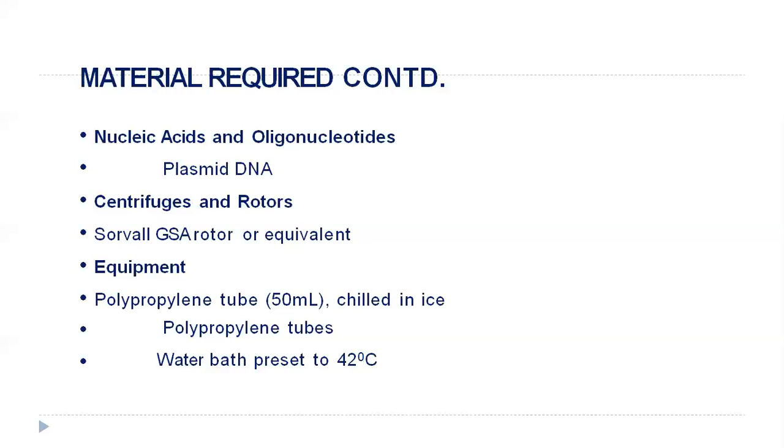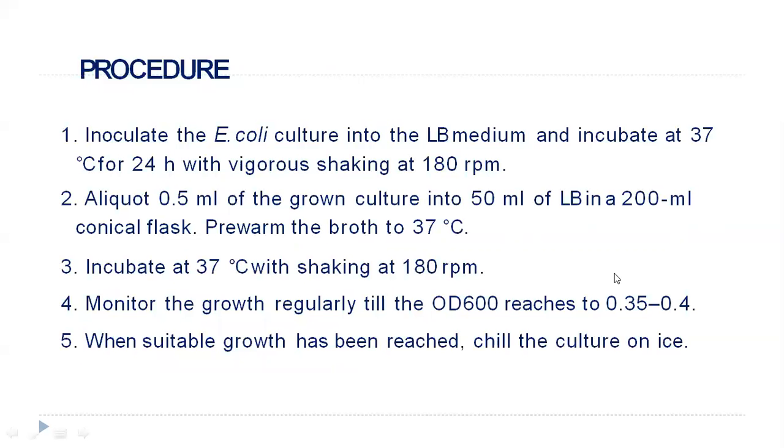You also need nucleic acid or oligonucleotides, plasmid DNA, and a centrifuge and rotor. These are the materials you need. A Sorvall GSA rotor or equivalent is the specific one. For equipment, you need a polypropylene tube, 50 ml, chilled in ice, and a water bath preset at 42 degrees centigrade, because in the procedure you need heat shock at 42 degrees centigrade. Now we are coming to the procedure.